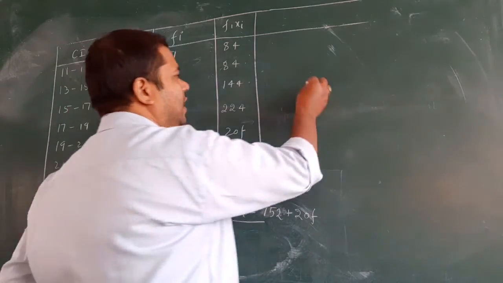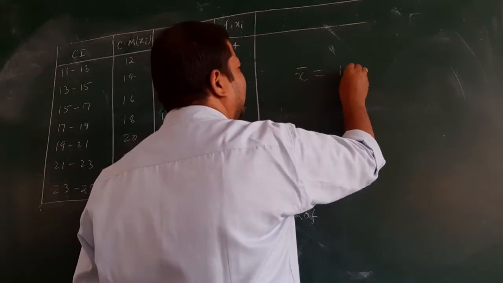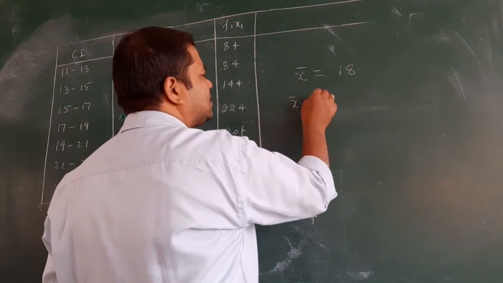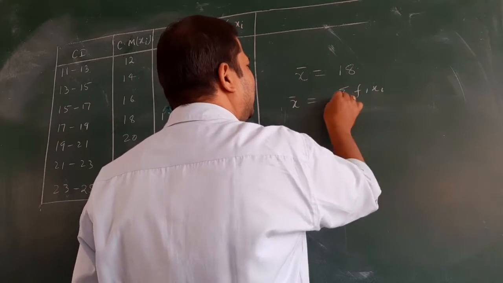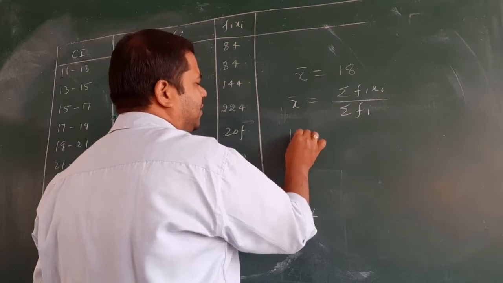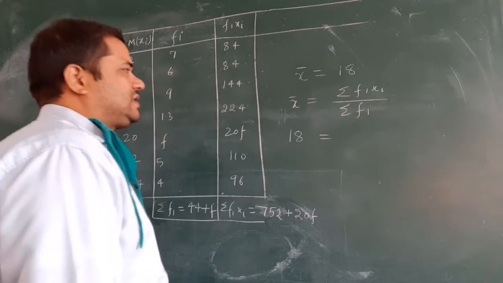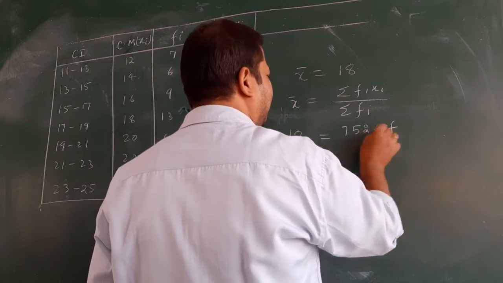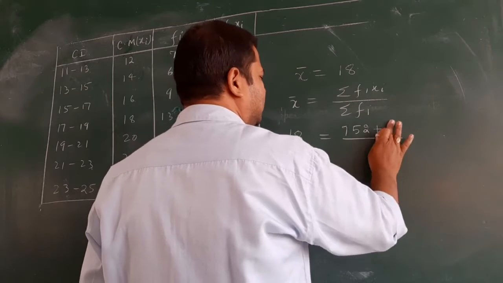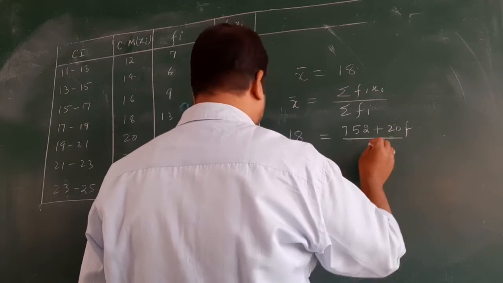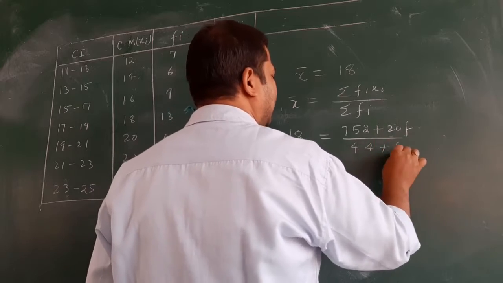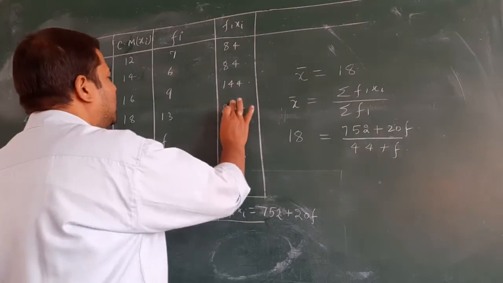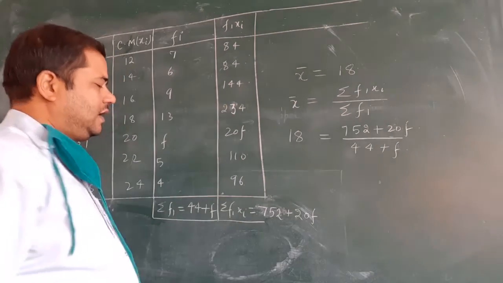Now use the formula. x bar is given, it is 18, so we use the direct method. x bar is sigma of fi xi divided by sigma of fi. x bar is 18, and sigma fi xi is 752 plus 20f, divided by 44 plus f. Now this one is 234, correct? And then this one is correct?